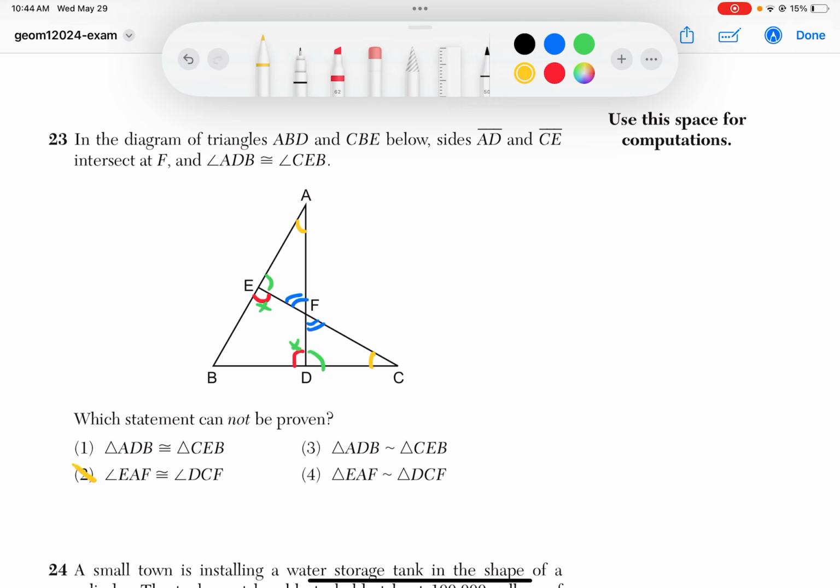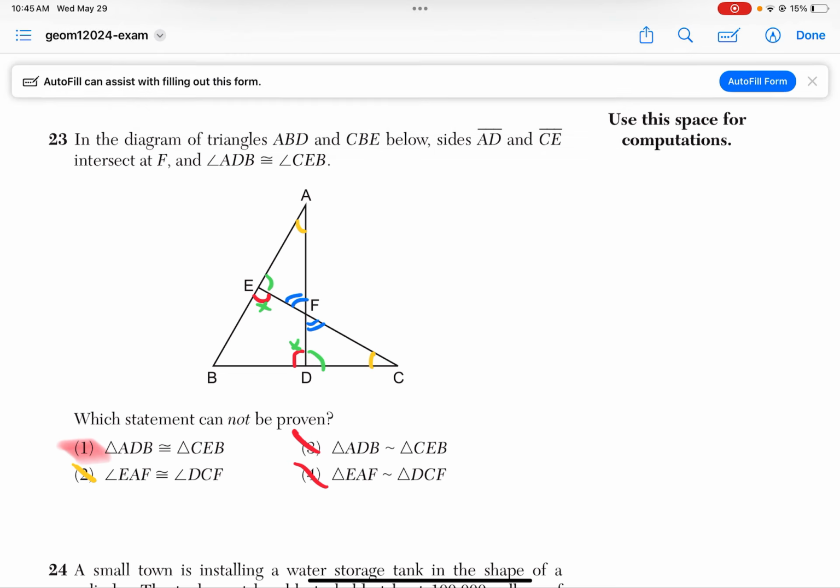Have I proven ADB is similar to CEB? Well, they have the reflexive angle, angle B, and they have angles A and C. That's two angles. That's similarity. EAF is congruent to DCF. Well, I've proven every angle congruent in the book, so they have to be the similar ones. And by process of elimination, I cannot prove this congruent triangles because I would at some point need to find some side lengths, and I don't really have much to work with there.